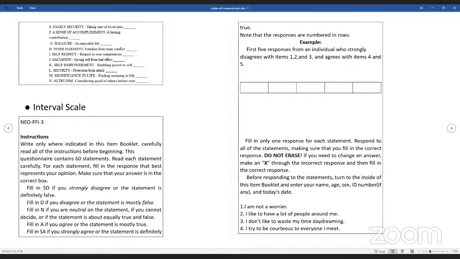Next is the interval scale. And this scale is related to questions like: I am not a worrier. I like to have a lot of people around me. So it is a 5-point rating scale. I think it is from NEO. Yes, sir, NEO FFI. So if you are interested to relate the NEO FFI with the pro-environmental attitude, you can apply this scale, or any other variable if you are interested to assess the personality factor, then you can relate it. How many questions does this have? This is 60 questions. Do we have a shorter version of this, sir?